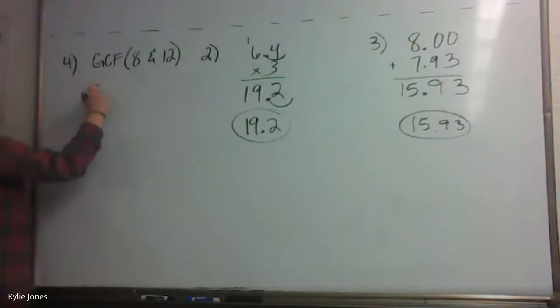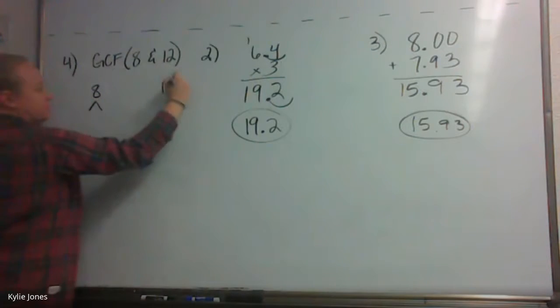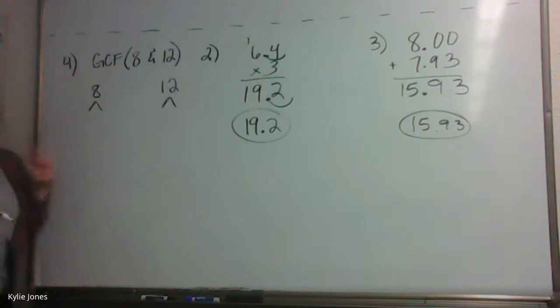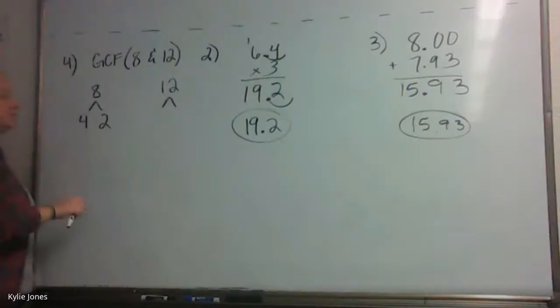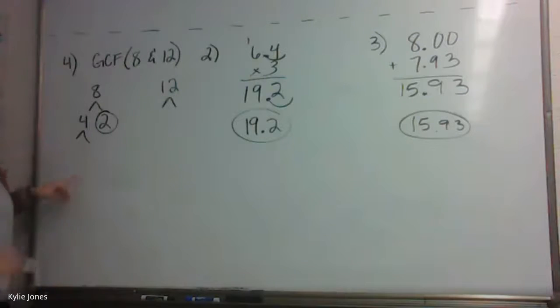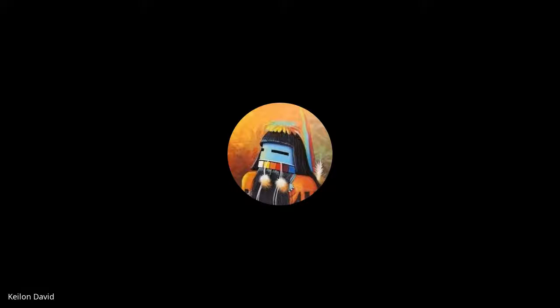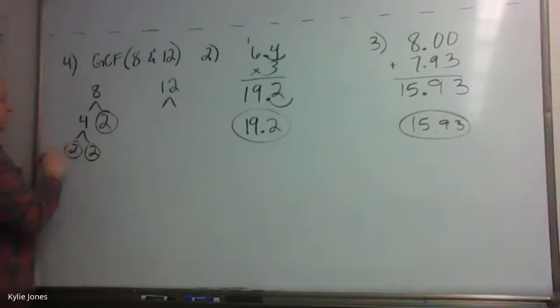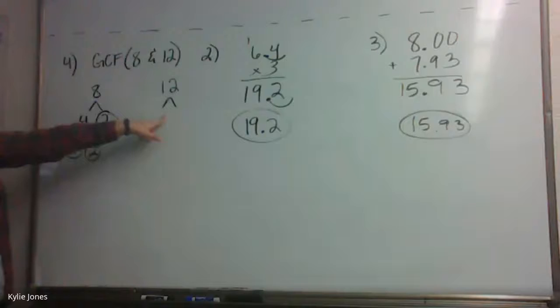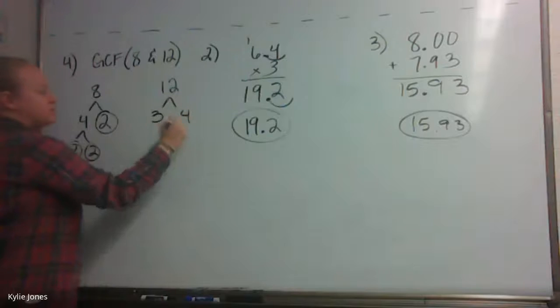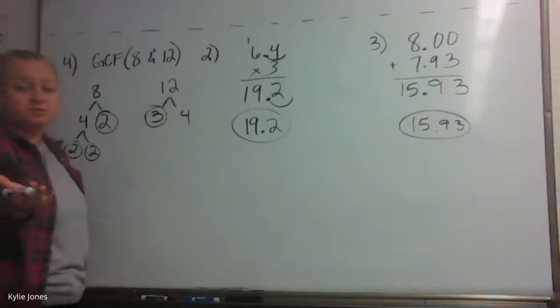So we need to find our greatest common factor. So we need to do our factor trees for 8 and 12. So what numbers multiply to 8? 4 and 2. Are either of them prime? 2 is, so we can circle it. 4 though, what goes into 4? 2 times 2. Good. What about 12? What multiplies into 12? 3 and 4, 6 and 2. Does it matter which way you choose to do it? Nope.